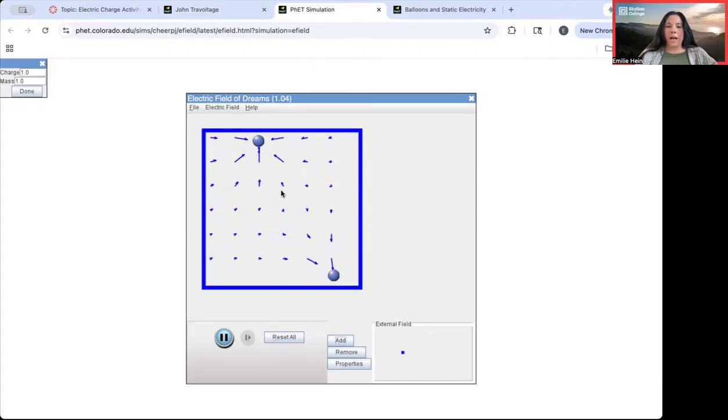Now that I added a second one, you can see that they're interacting with each other. We have two negative charges in the plane, and what we'll learn is that opposites attract, but like charges repel, so they're trying to get away from each other, but they're stuck in this square. Again, you can try out different things and share out with the group.